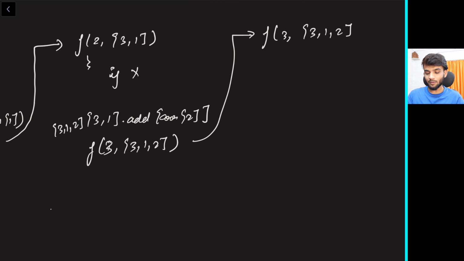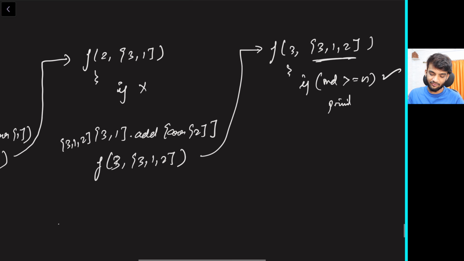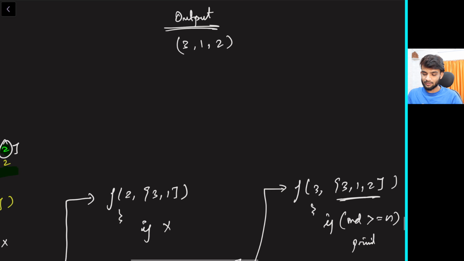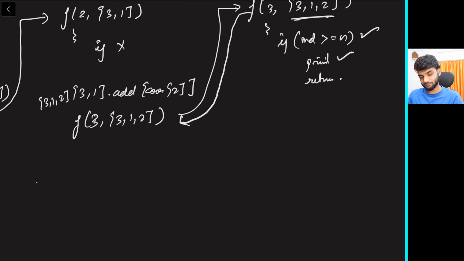Correct. Now this time the base case, if index is greater than or equal to n, is true, and you print the array, print this particular list. So if I'm maintaining an output screen, for the first time I will get 3 1 2 printed. Correct. Now you've printed, so it's time to return. So let's return. You have returned.